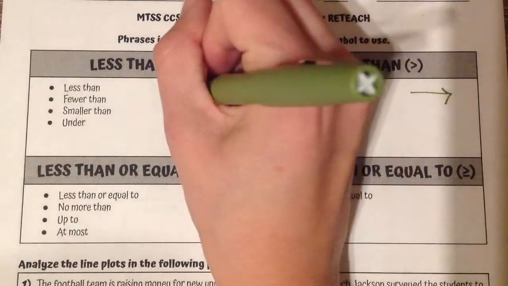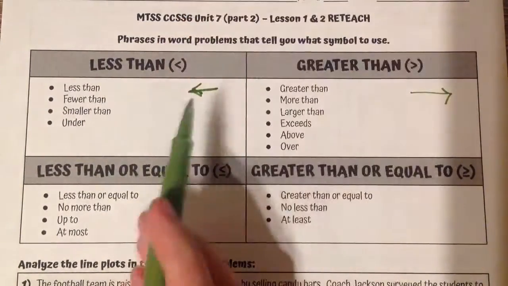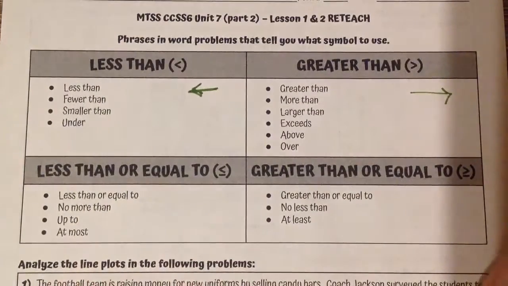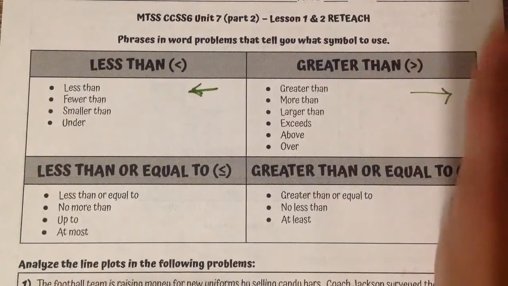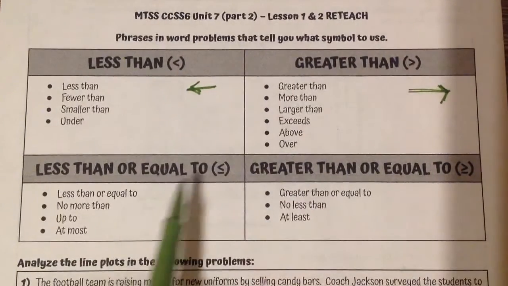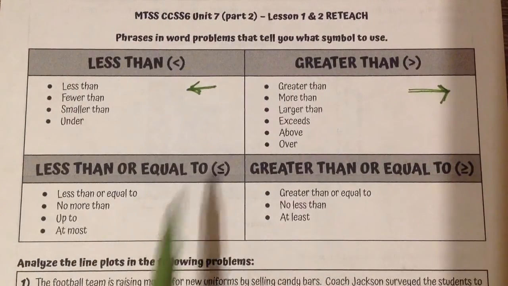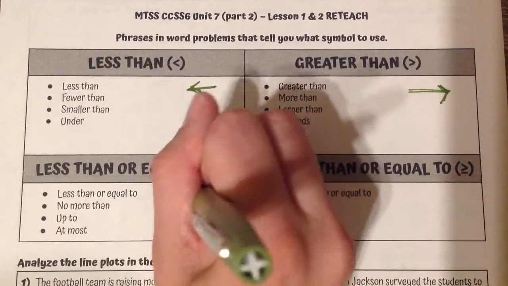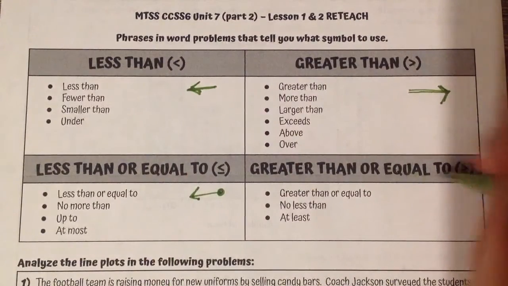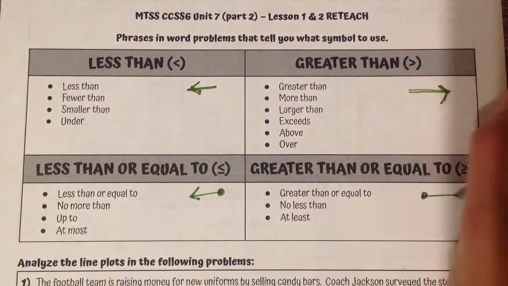Less than looks like an arrow pointing to the left. It does not include the number, but everything less than or to the left is included. For greater than, it looks like an arrow pointing to the right. It does not include the number, and it does include anything to the right. Less than or equal to does include the number, and it is going to the left. Greater than or equal to does include the number and is going to the right.